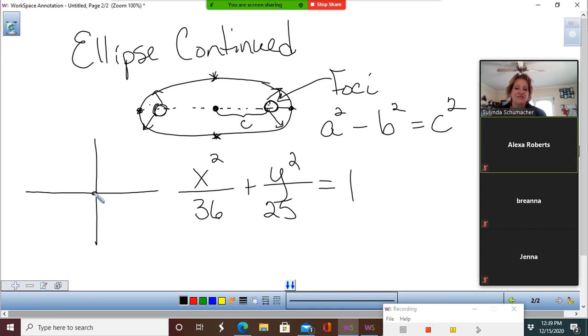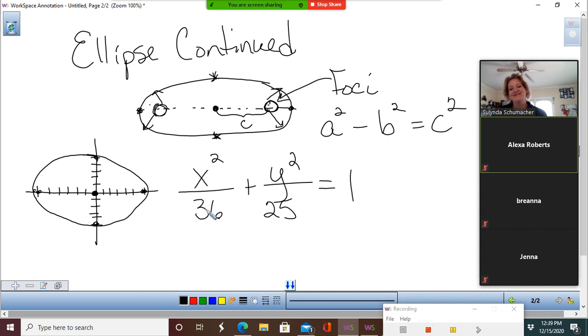So our center is at 0, 0. Underneath x, we have this 36, so we know we're going to the right 6 and the left 6. We're going up 5 and down 5. All right. Here is my ellipse. Okay, so there is a point that falls on this major axis called the foci. That's what we're going to find.